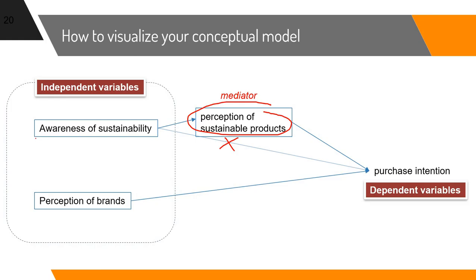That means the independent variable, awareness of sustainability, and the dependent variable, purchase intention, are not directly related. However, perception of sustainable products mediates the relationship between these two variables. And for the mediators, usually it is a numerical variable.